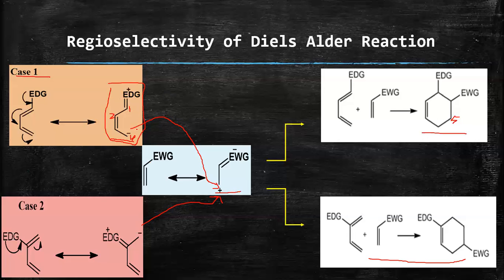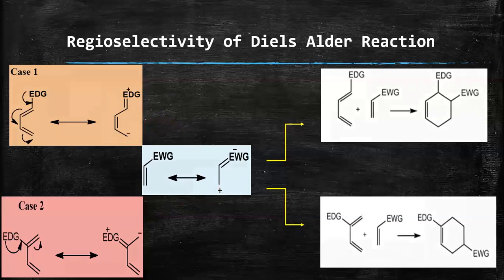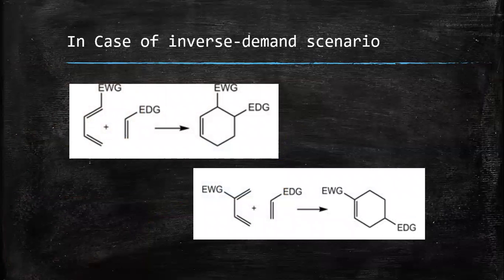And if we have a dienophile with electron withdrawing group as well, in the case of the inverse demand scenario, by considering the same resonating structures, we'll get the same ortho and para products in the inverse demand scenario also.